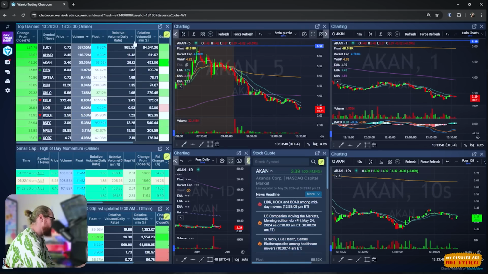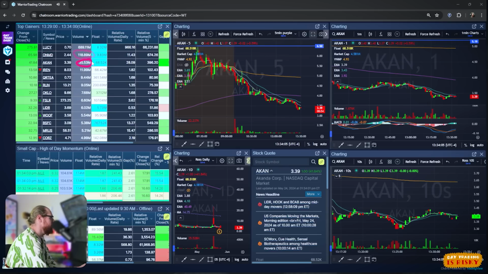So if we sort just by volume, right now we have 687 million shares of volume on Lucy. This is what's obvious right now. Earlier today, it was ONMD that was more obvious, which is the one that I traded. It's got 118 million shares of volume. I also traded AKAN. It's got 35 million shares of volume. These are the types of stocks that I'm going to trade on any given day.